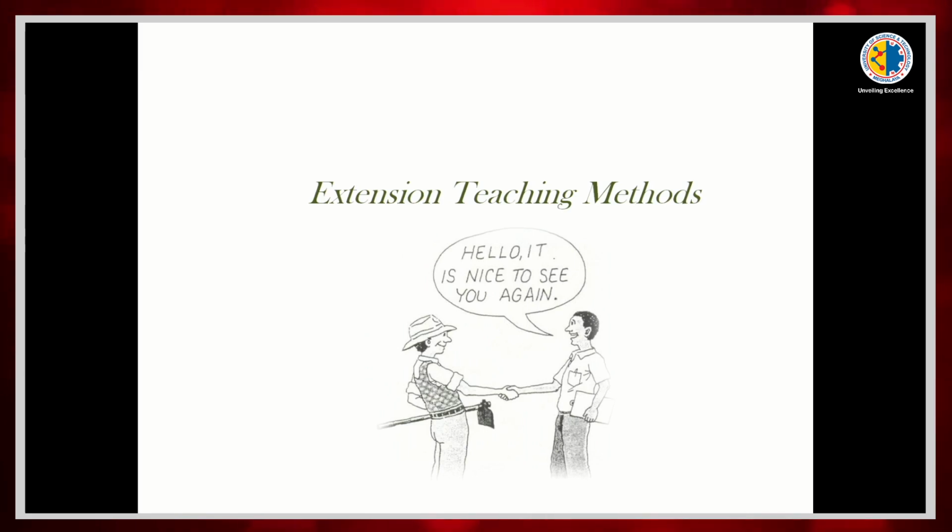Now, this is a very interesting image of the extension teaching method: how we will teach, how we will educate, how we will disseminate our technologies to the farmers. Here it is just written, hello, it's nice to see you again. This is the extension teaching method. One is the scientist, agricultural scientist or agricultural expert, extension expert, and another is the farmers. So, there should be a very good relationship between expert and farmers.